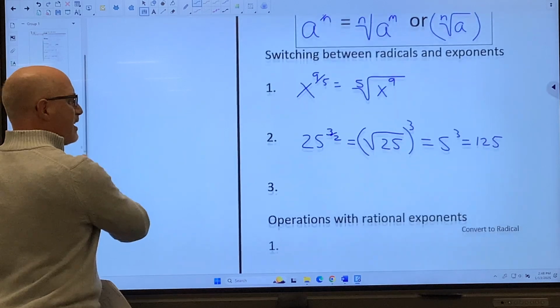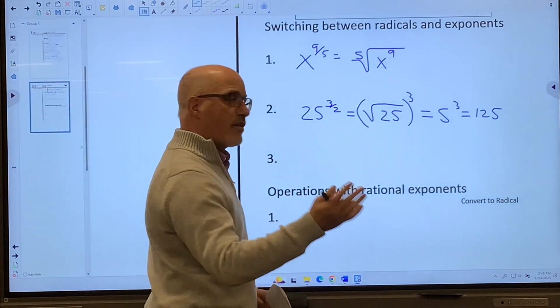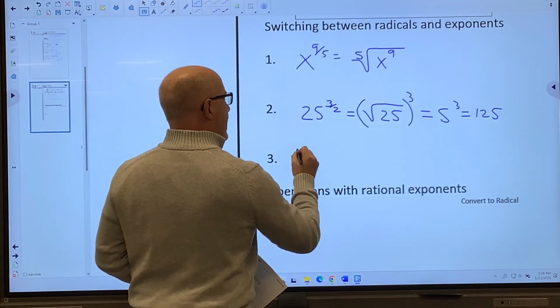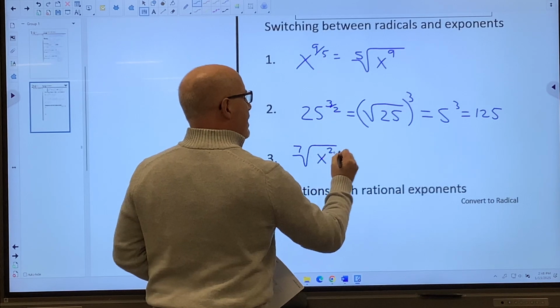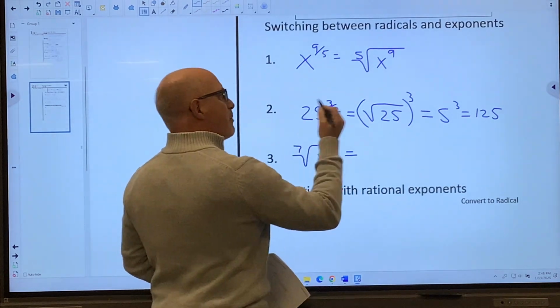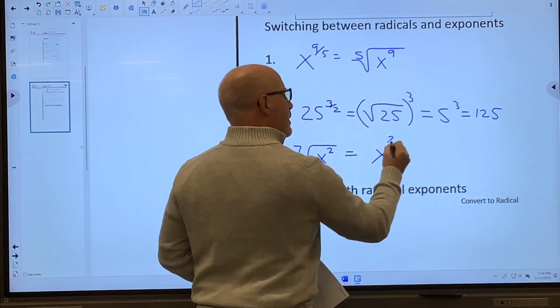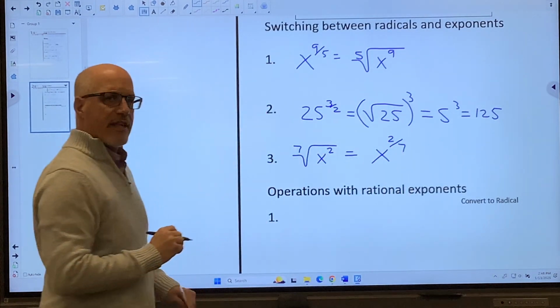And then my third example, I'm just going to start with the radical and I'll convert it into an exponent. So if I've got the 7th root of x to the 2nd power, notice that if I'm going to convert that into an exponent, that 2 becomes my numerator, the 7 becomes the denominator as part of that.